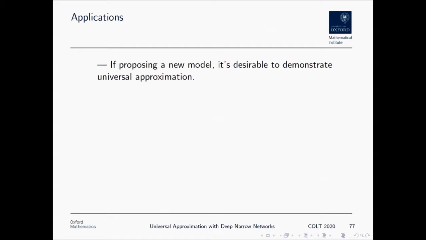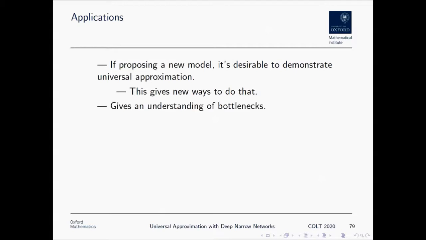If one is proposing a new model, then it's often desirable to demonstrate that this new model exhibits universal approximation. And this gives a new way to do that. I've actually already seen a few papers doing exactly that, which is quite cool. It also gives us an understanding of bottlenecks. In the statement of the theorem, we had this width of n plus m plus 2. So if our proposed bottleneck is wider than that, then in fact it's not a bottleneck.